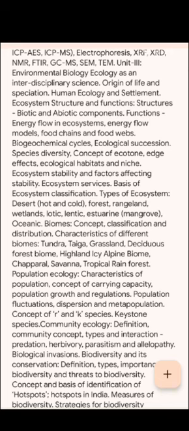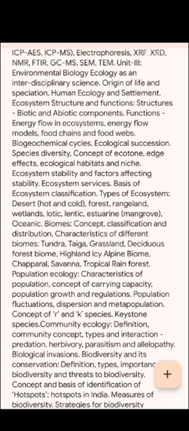Ecology is an interdisciplinary science. Origin of life and speciation. Human ecology and settlement. Ecosystem structure and functions. Structures: biotic and abiotic components. Functions: energy flow in ecosystems, energy flow models, food chains and food webs.